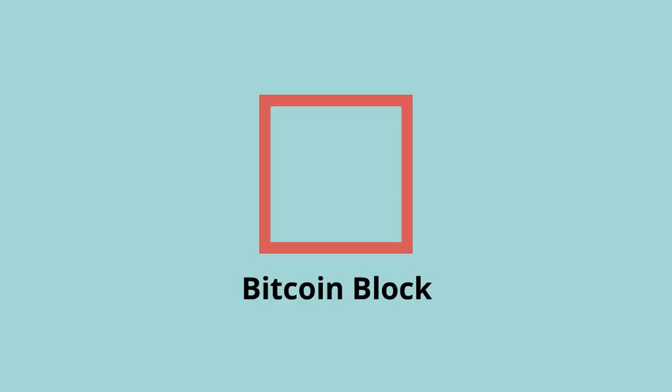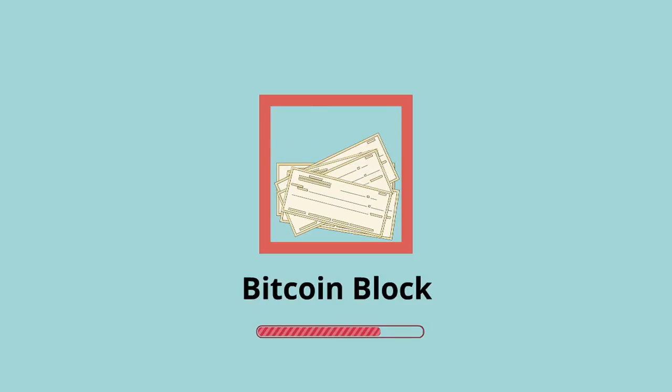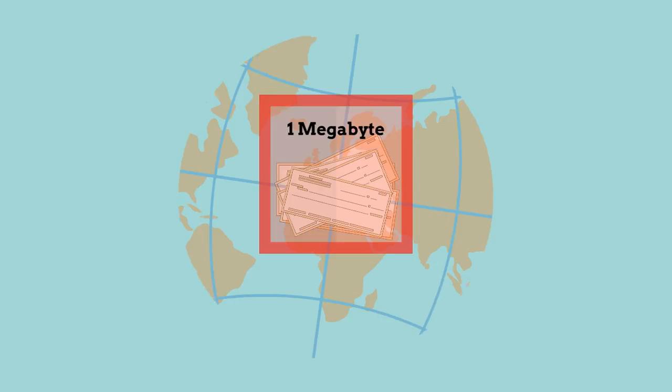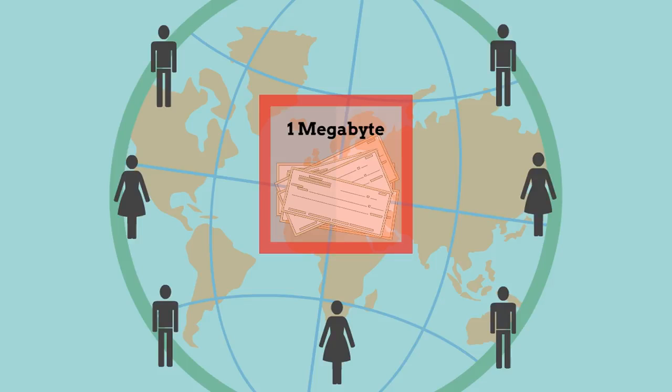A Bitcoin block is like a box of signed checks or transactions. Much like physical boxes in the real world, Bitcoin blocks have a limit on how many transactions they can contain. Right now, those boxes come in a standard 1 megabyte size. You can put just a few checks into the box so that it's almost empty, but you can't overfill the box.